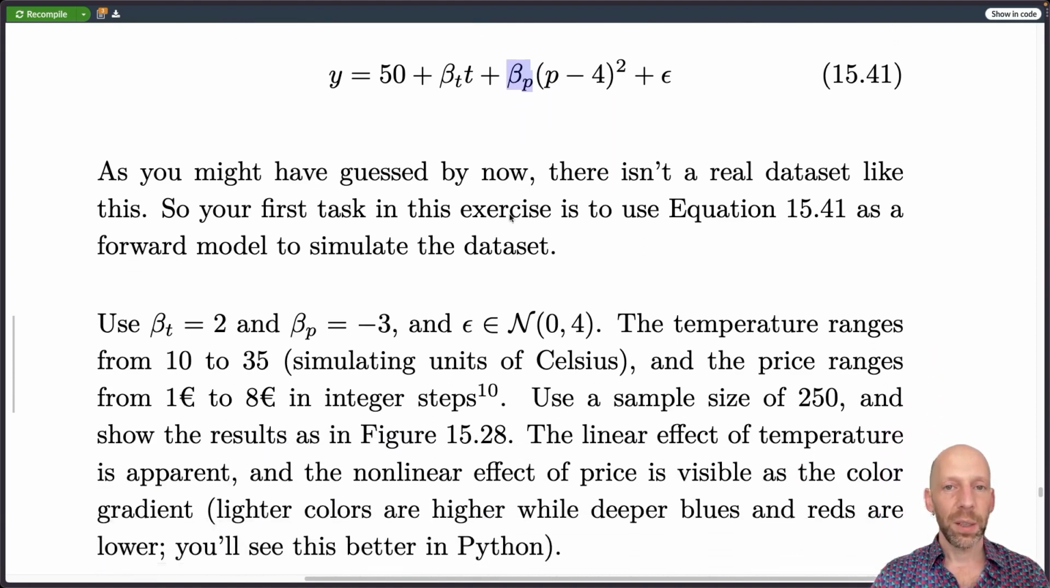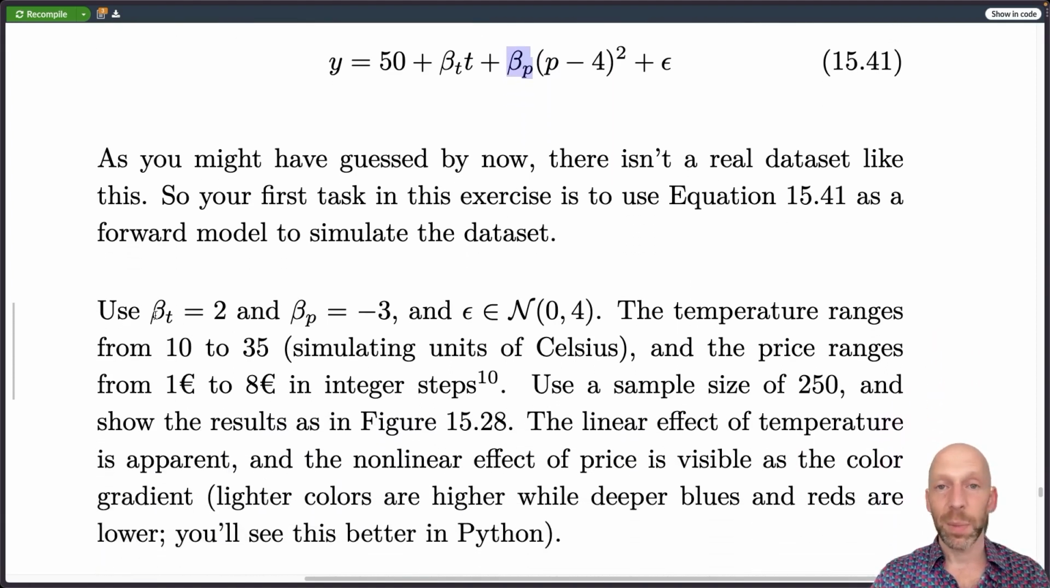So what you need to do now is create some data using this formula where beta t is 2, beta p is -3, and epsilon is noise with a mean of 0, or drawn from a population with a mean of 0 and a variance of 4.